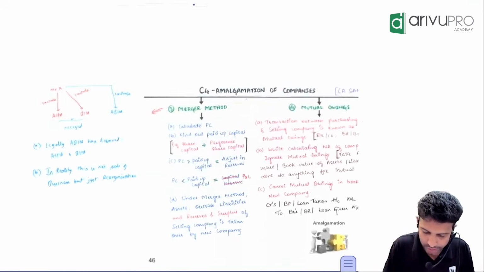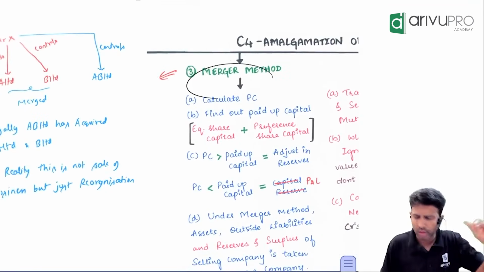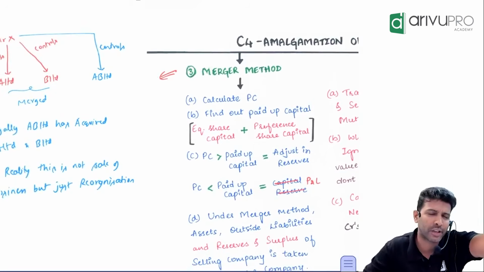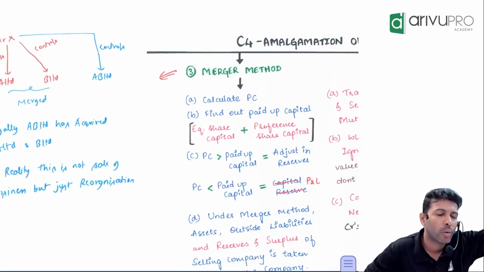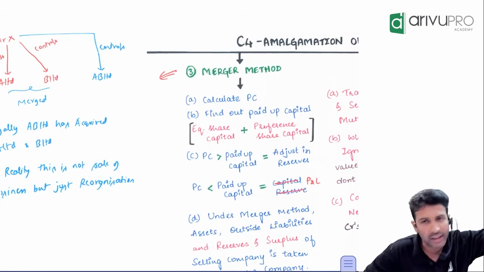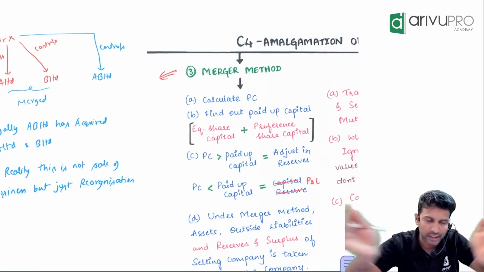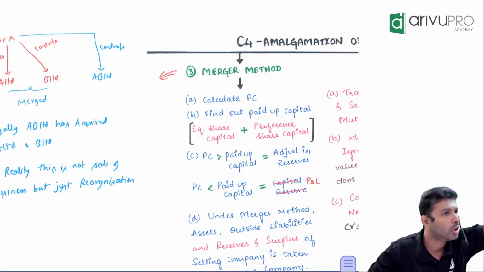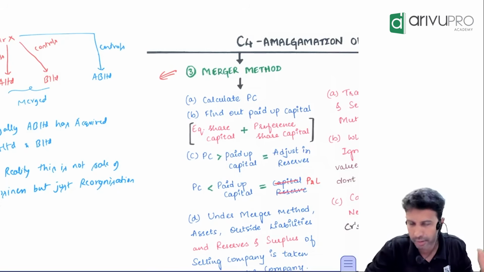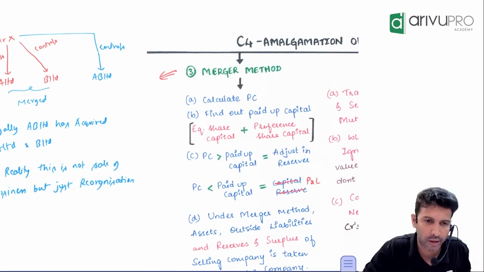Next is merger method. Or let's see how much of it you're still retaining. Throw it back at me. What are the things we have read so far? What's the chapter name? Amalgamation. It is backed by which standard? AS14. AS14 covers both the scenario: one company purchasing another company, or two or more companies coming together and merging into new company. Both are acceptable for accounting under AS14.